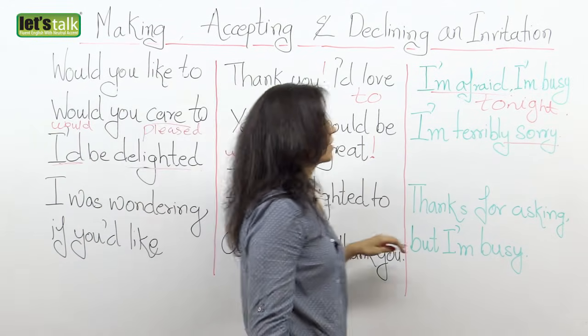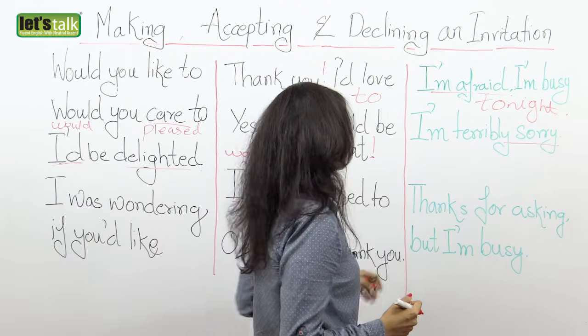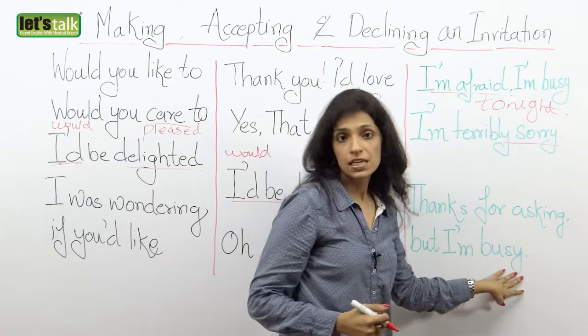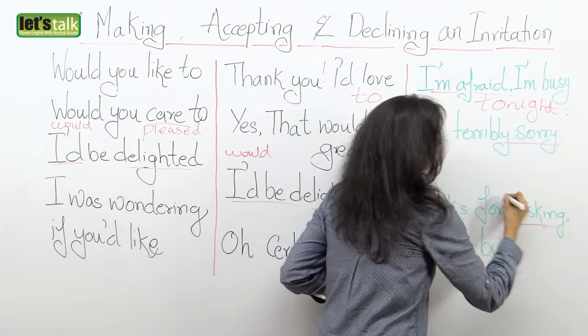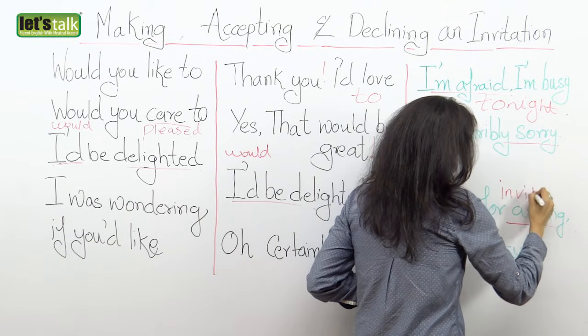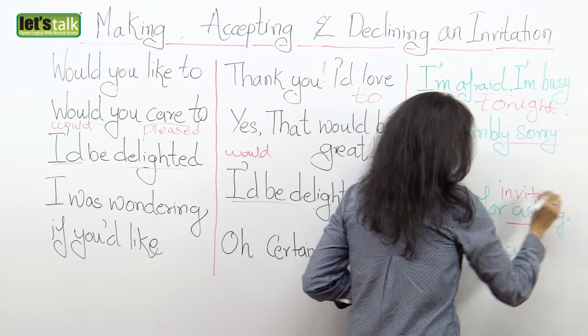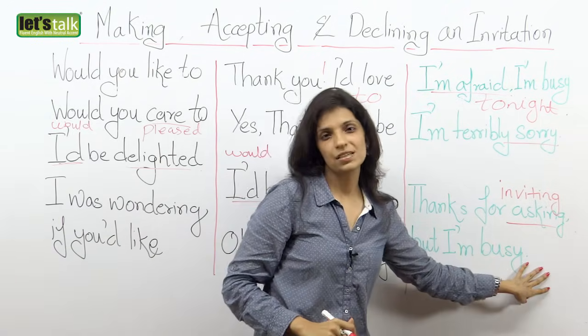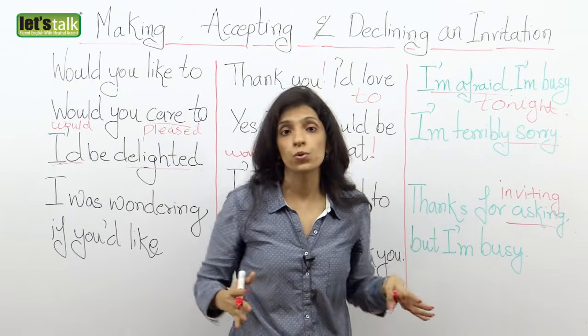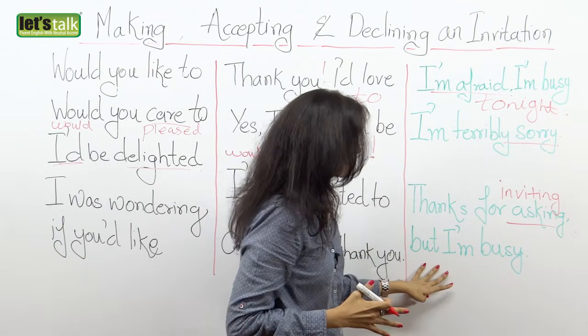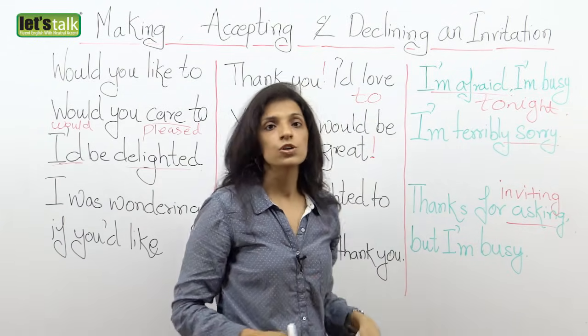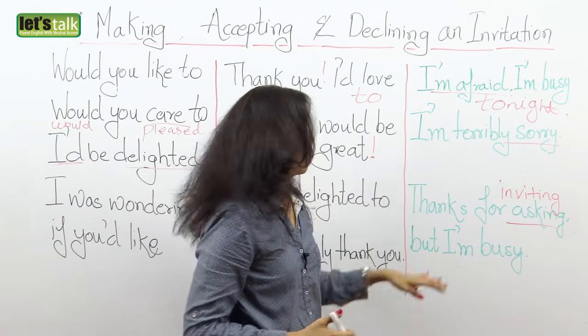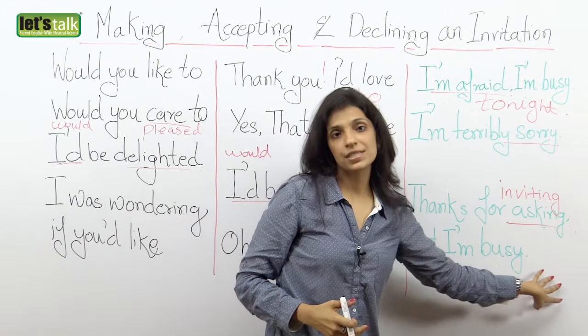In case you are declining it, you say thanks for asking, but I'm busy. Or you can say thanks for inviting, but I'm busy, okay? That means it's a no. You see, none of these expressions say a direct no. You just say thanks, I'm afraid, or thanks for asking, but I'm busy.